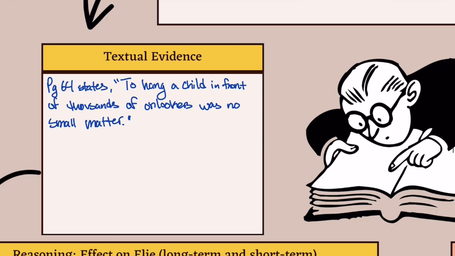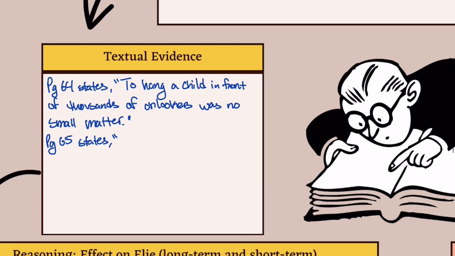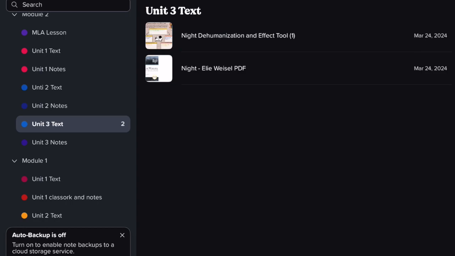Let's go back here. So we're going to say page 65 states, but the third rope was still moving. The child was still breathing. I'm going to paraphrase that a little bit. But the third rope was still moving. I'm going to paraphrase: the child was still breathing.